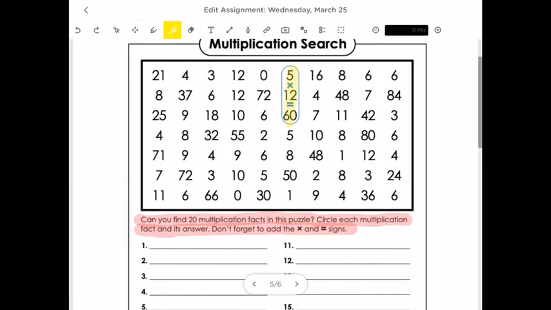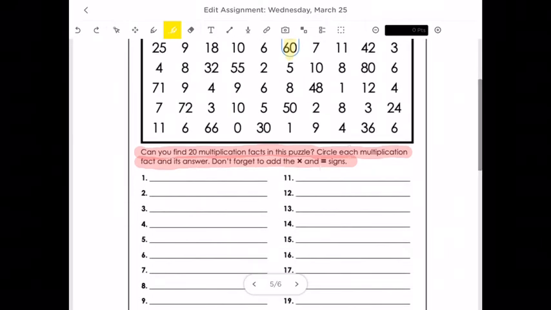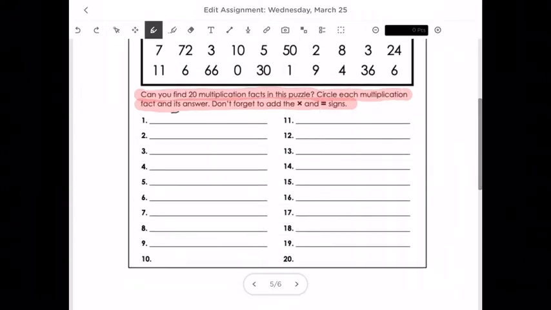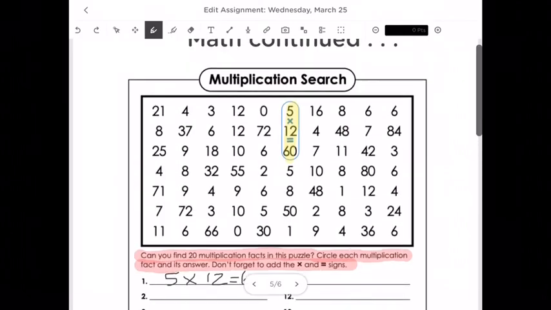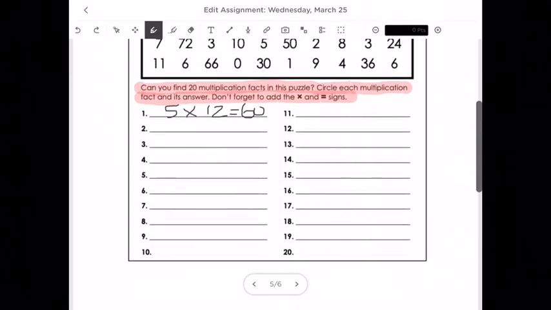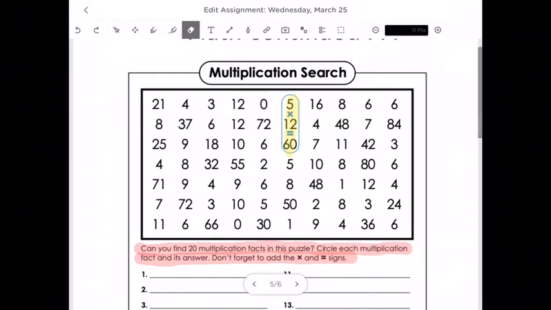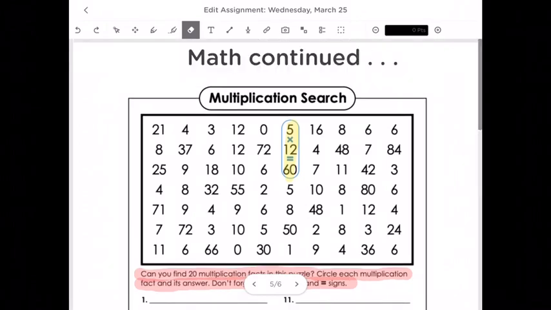So then when you come down here, you're going to write those facts. So my first one, you don't include it, but I'm just going to write it for an example purpose. You're going to just write that fact that you found. So the 5 times 12 equals 60. You're writing that whole problem there. Okay? So my challenge for you is to find all of those other 20 examples, and then I would love to see it on Seesaw.